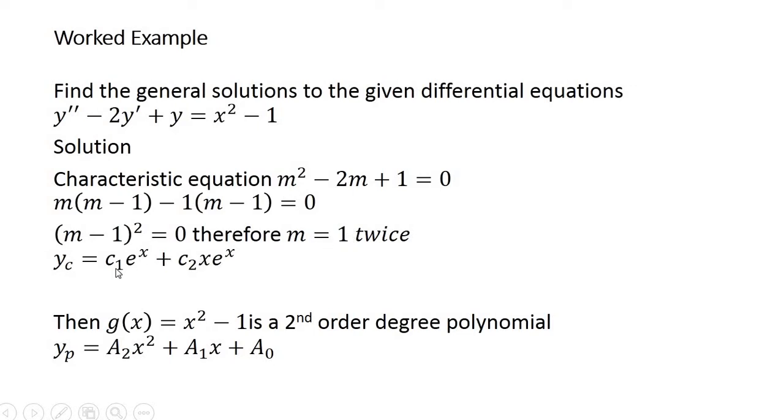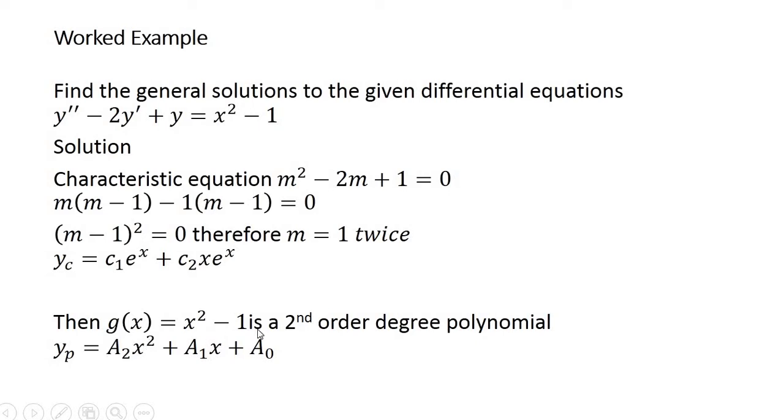From our previous lessons, we know that if m is repeated, then the complementary solution yc is given by c1 e to the x plus c2 x e to the x. This is the complementary solution for the left hand side. How about the right hand side? The right hand side, g of x, is given by x squared minus 2, which is a polynomial of degree 2, a second order polynomial.